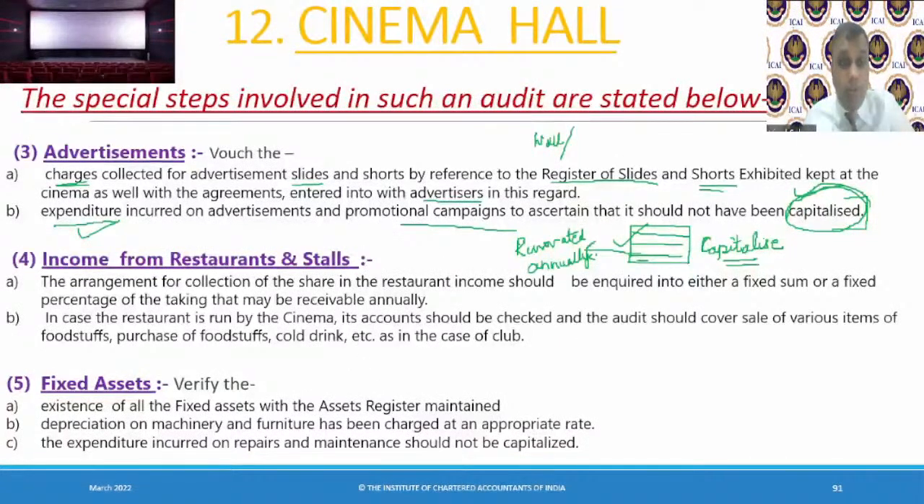Income from restaurant and stalls: again, what is the sharing agreement with the restaurant? Is the restaurant owned by the cinema multiplex owner, or has the space been given on lease? Whether a fixed sum is given to the multiplex owner, or a fixed percentage of the takings receivable annually. Takings is whatever is earned by the restaurant. That could be the agreement. In case the restaurant is being run by the cinema itself, its accounts should be checked, and the audit should cover the sale of various items of foodstuffs. How are the foodstuffs purchased? What margin is maintained? From what sources are they purchased? That we have discussed in the case of a club as well.